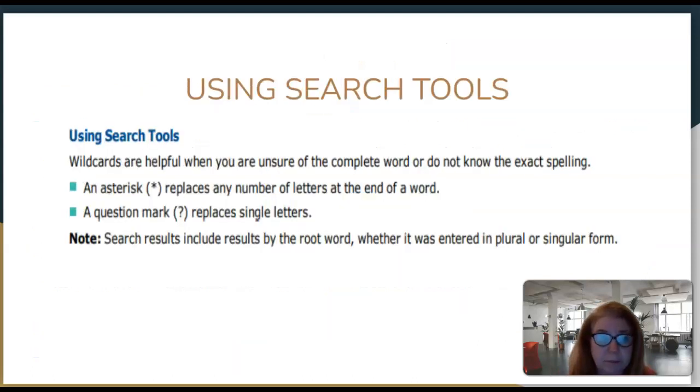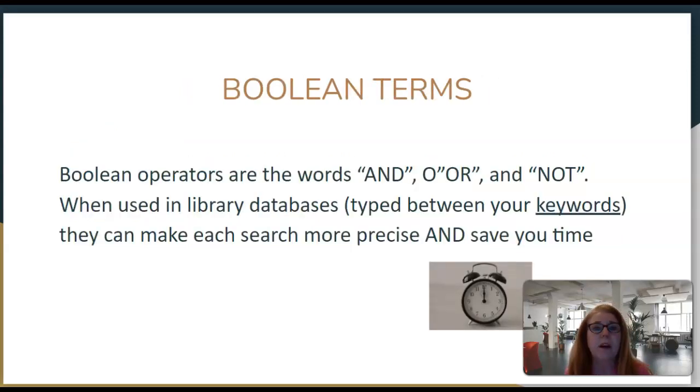Using some search tools. They're called wildcards. You can use an asterisk to replace any number of letters at the end of a word because you don't know the exact spelling. I like this one. A question mark will replace single letters. Yes, I know. We have spell check for this, right? Just offering it up. I pronounce it Boolean terms. They're the words and, or, and not. When used in library databases typed between your keywords, they can make each search more precise and save you time.